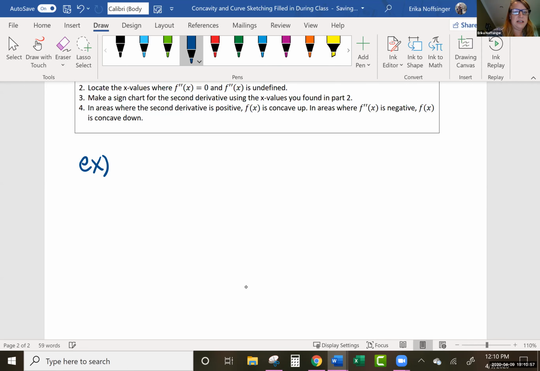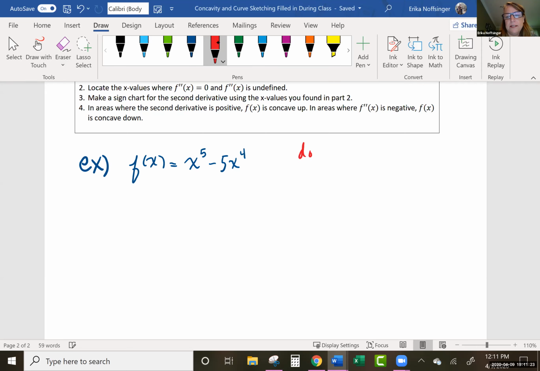So what if you had f of x is equal to x to the 5th minus 5x to the 4th? So let's use what we were just doing to graph this. It's helpful sometimes to figure out what the domain is. And if I look at this, I can tell because this is a polynomial, the domain is all real numbers. So there's nothing I have to exclude here.